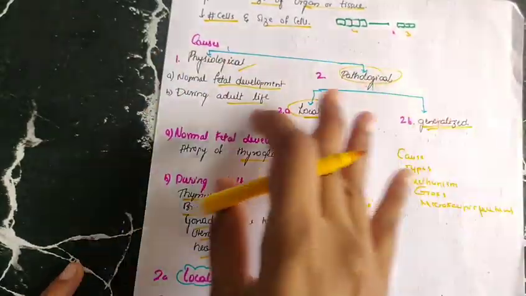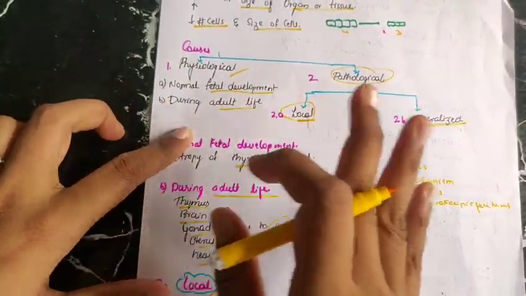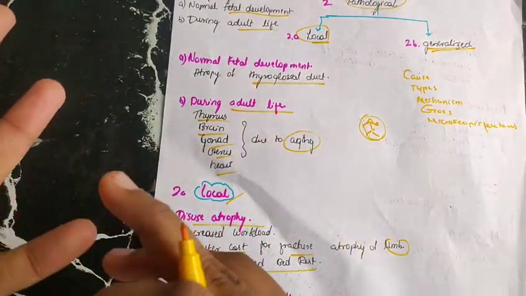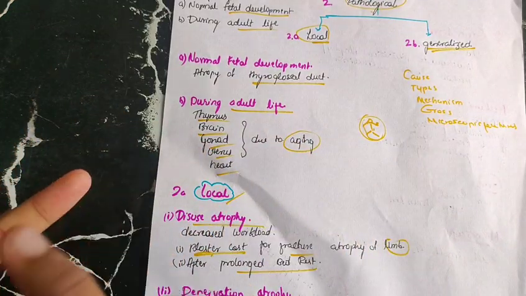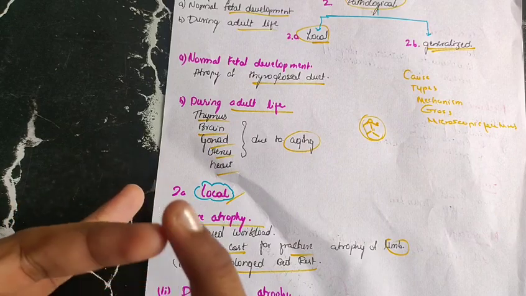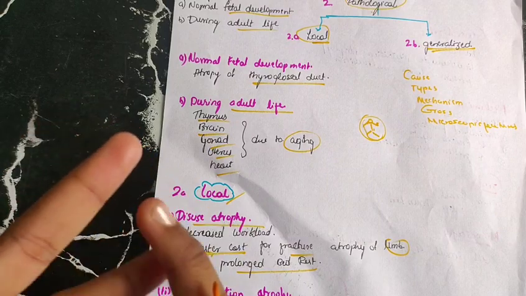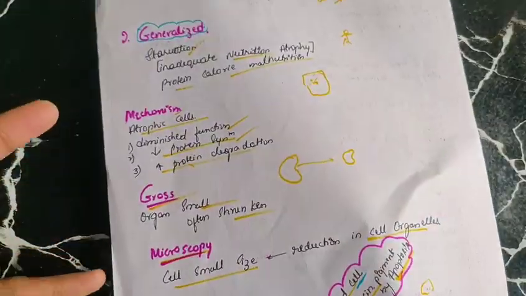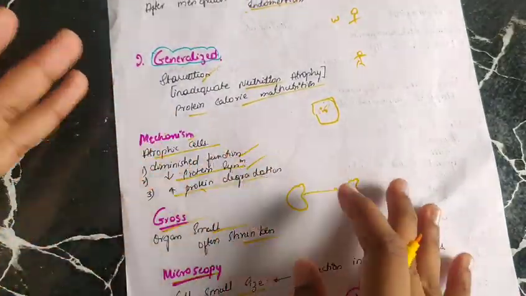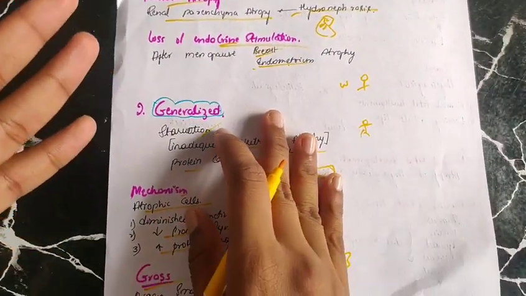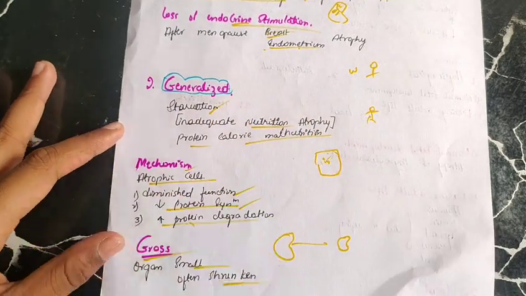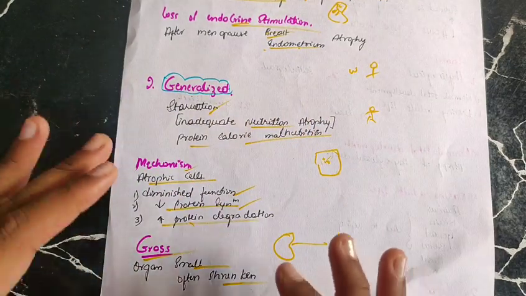What we learned till now: the causes are physiological or pathological, during fetal development and adult life, and pathological causes may be localized or generalized. Localized ones include disuse atrophy if you don't use the organ, denervation atrophy if there is nerve damage, ischemic atrophy with reduction in blood supply, and pressure atrophy due to increased pressure. And endocrine atrophy, from lack of hormone secretion. And generalized atrophy because of starvation, where the entire body will be atrophied.